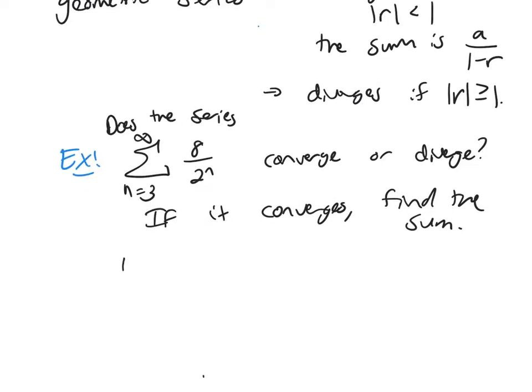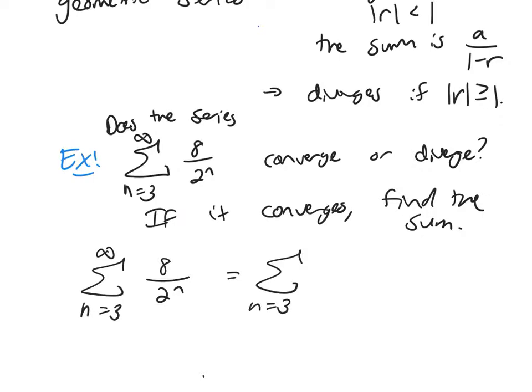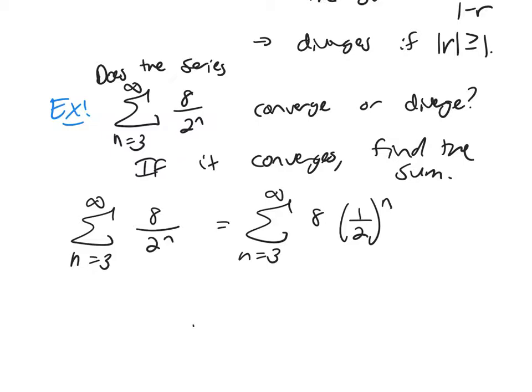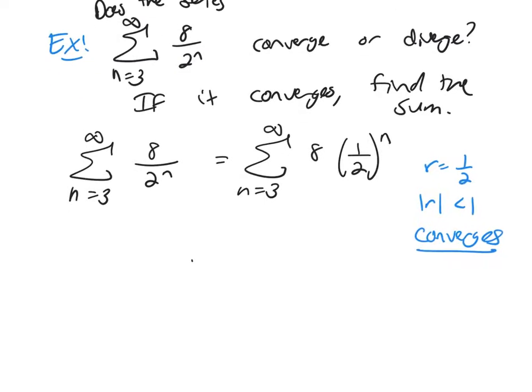So we're going to rewrite our series here. This is the same 8 over 2 to the n. I can rewrite this as 8 times (1/2) to the n. And hopefully from here you can identify what our r is: 1/2. The absolute value of r is less than 1. So this series converges. And to find our sum, we need to know r and we need to know a.